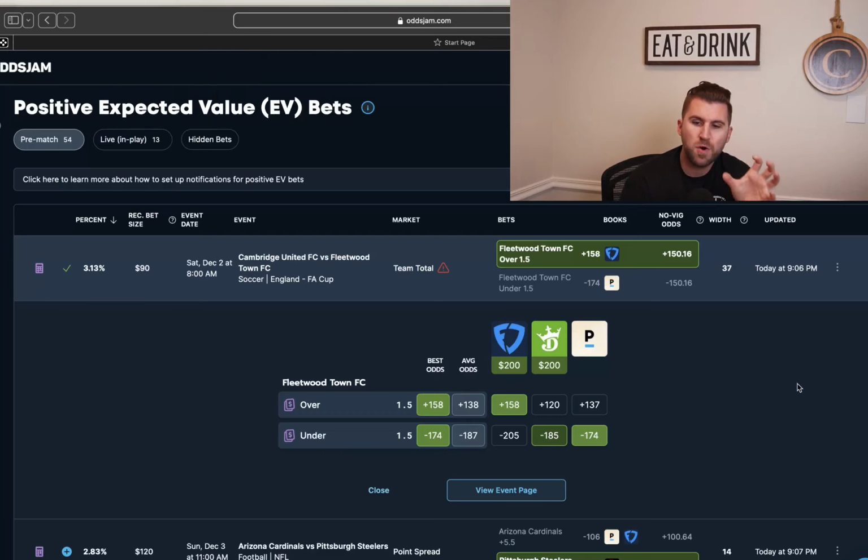Here's the important part to factor in. There's a lot of things to look at when we're looking at this particular play. This is some England FA Cup play between two teams. It's a team total bet on the over-under on Fleetwood Town. You see the market width over here at 37 cents. This is a pretty high market width, right? We're getting this number directly from Pinnacle. Pinnacle is the A student here between DraftKings and FanDuel. So the difference between a minus 174 and a plus 137 is 37 cents in market width.